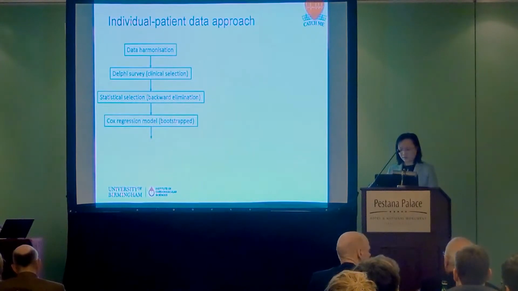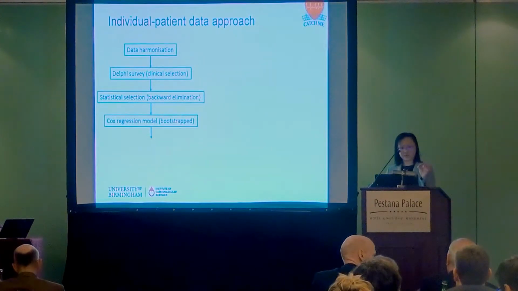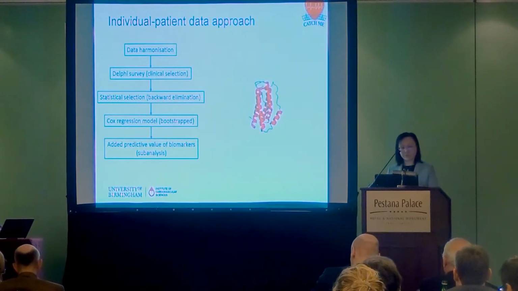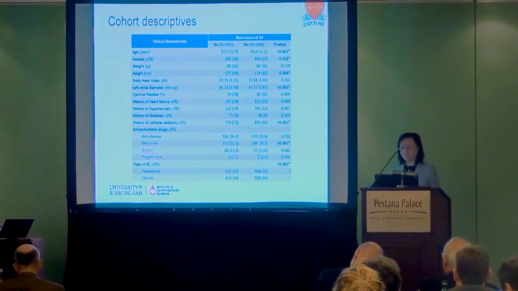Next, we then fitted a Cox regression model to quantify this relationship of the characteristics with recurrent atrial fibrillation. And in a subset of these patients, we actually had plasma available, and we quantified 8 common cardiac biomarkers and evaluated their added predictive value to this model.